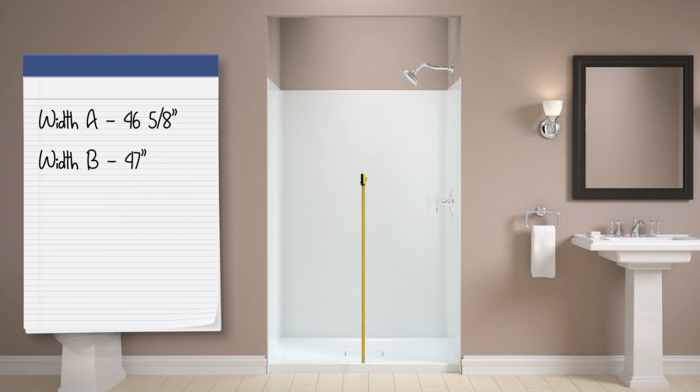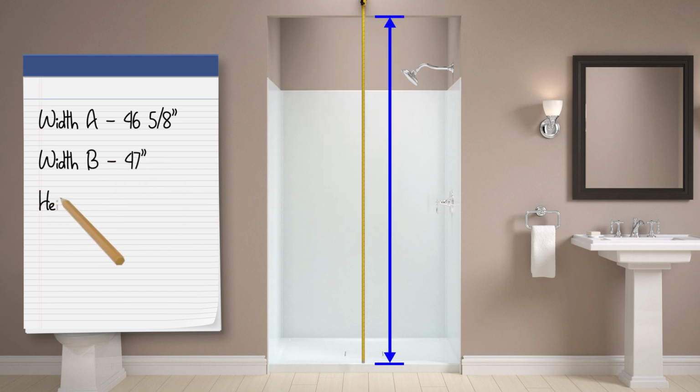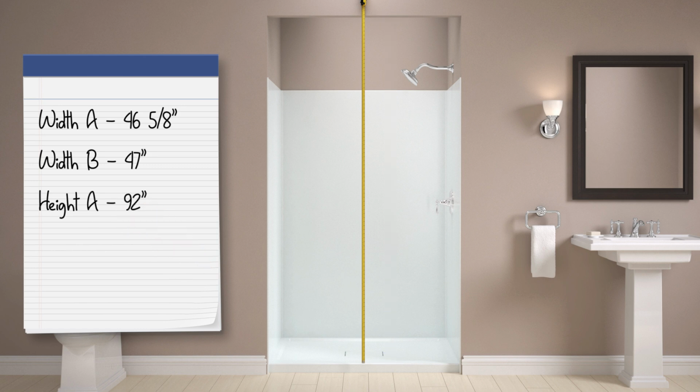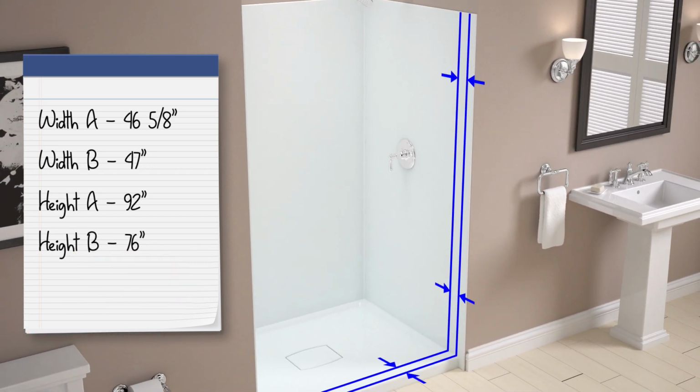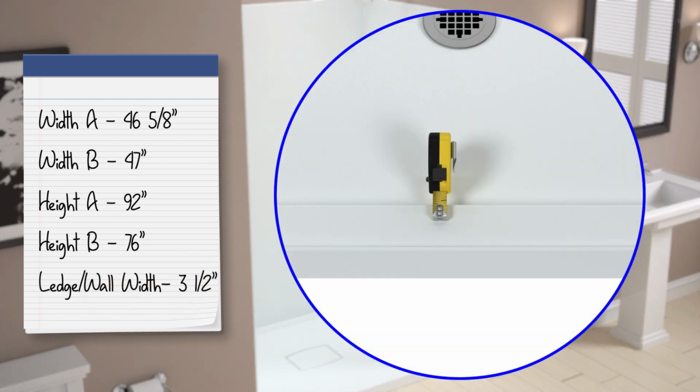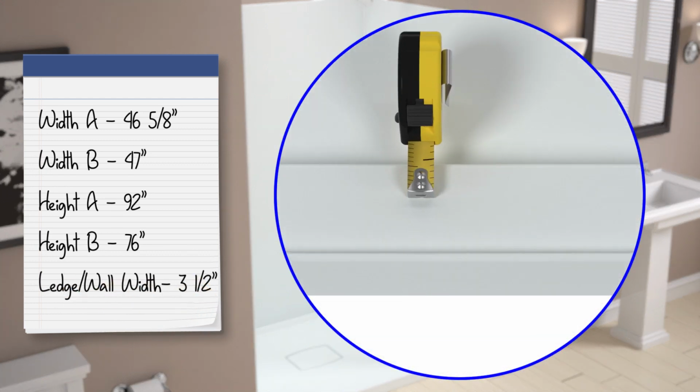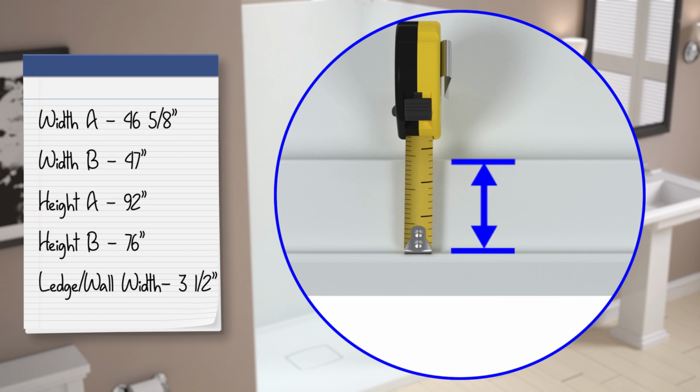Measure the height of the opening from the ledge to the ceiling. Measure the height of the showering space. Measure the width of the flat surface on the ledge and walls. If there is a lip on the front of the ledge, measure from the back of the lip.